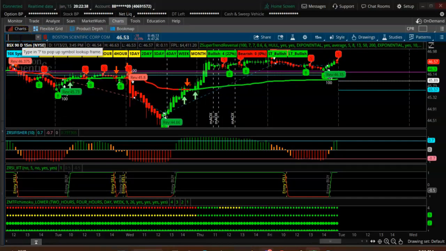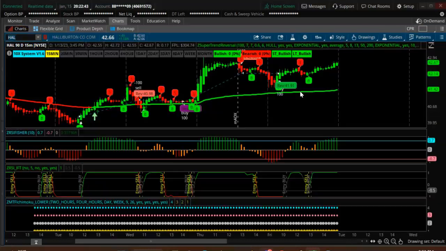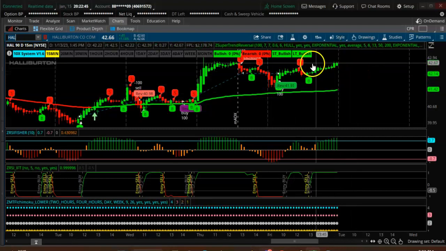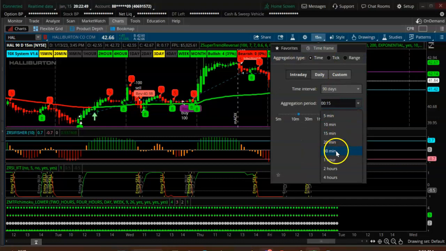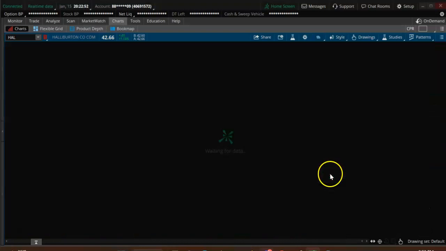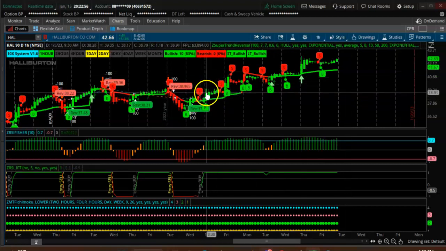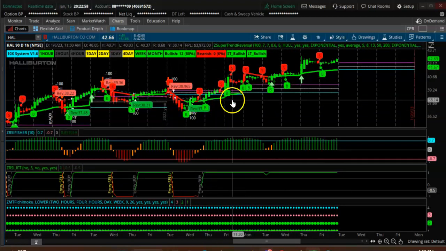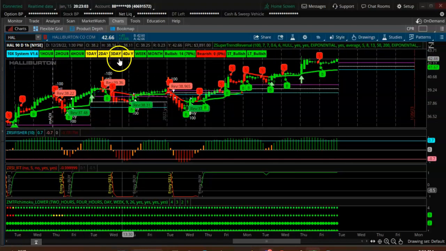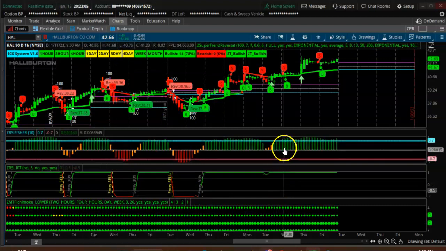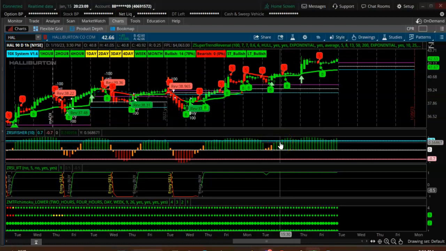First stock will be HAL. We are on a weekly time frame, so let me go to 1 hour. Weekly CPR, you can see the CPR is trending up. You can see most of the time frames are bullish here, everything is bullish about HAL. That's the energy stock.